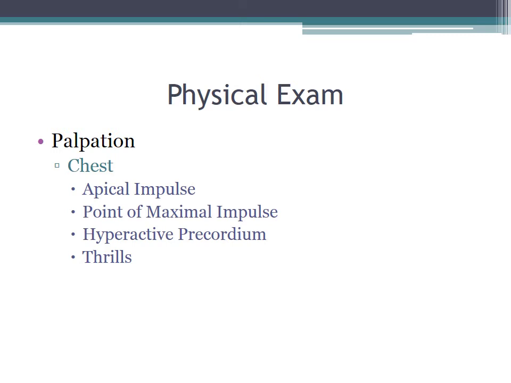Thrills at the upper left sternal border come from the pulmonary valve or pulmonary artery and are often present in pulmonary stenosis or PDAs. Thrills in the upper right sternal border are often of aortic origin and are seen in aortic stenosis, and thrills in the left lower sternal border are characteristic of VSDs. Thrills in the suprasternal notch suggest aortic stenosis, but it could also be found in pulmonary stenosis, PDAs, or coarctation.